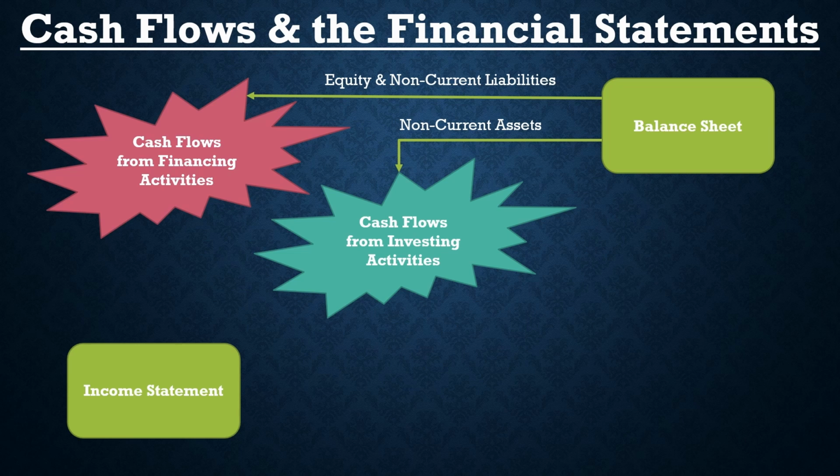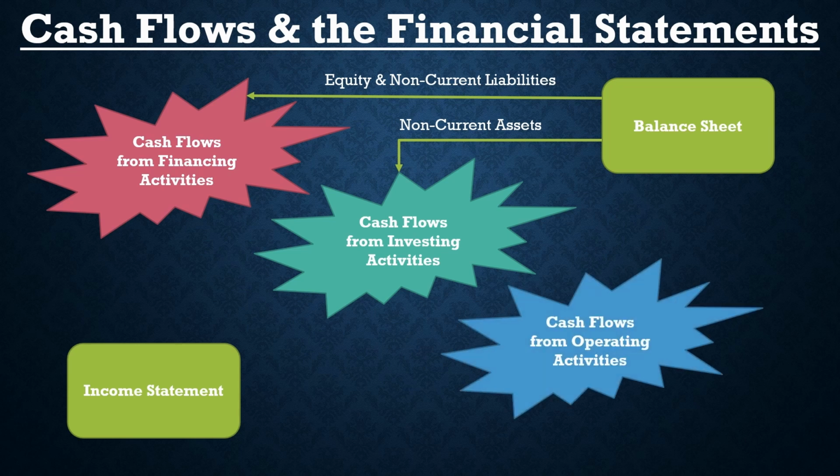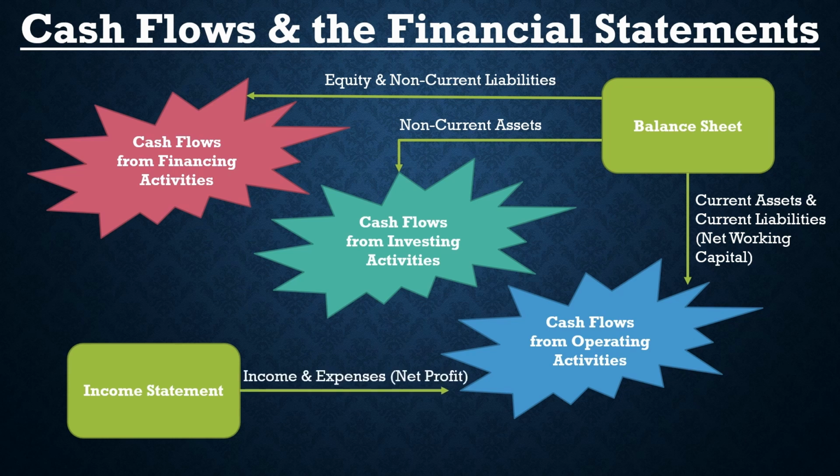And finally, we have the cash flows from operating activities. These typically describe the cash flows related to the current assets and current liabilities sections of our balance sheet and the cash flows related to our income statement, which after all reports the profitability of our operating activities.